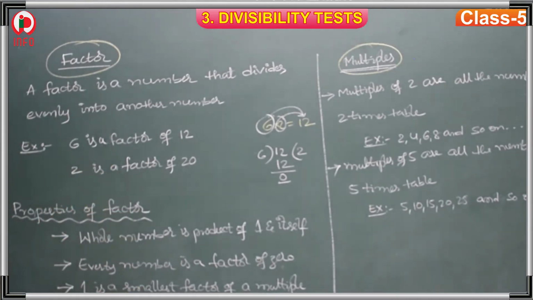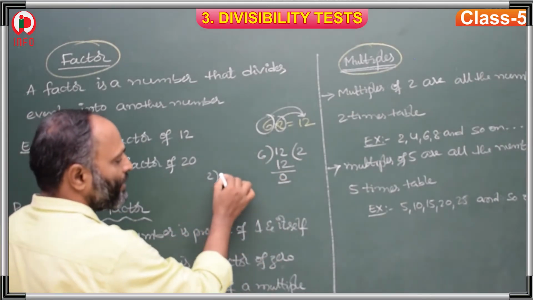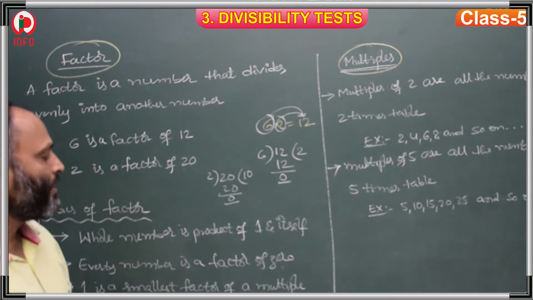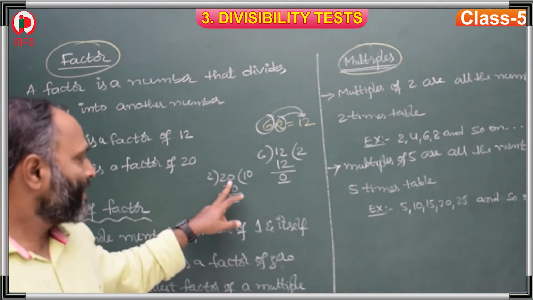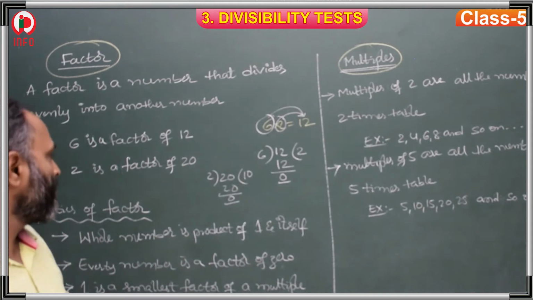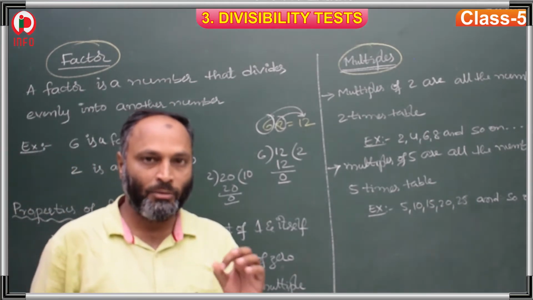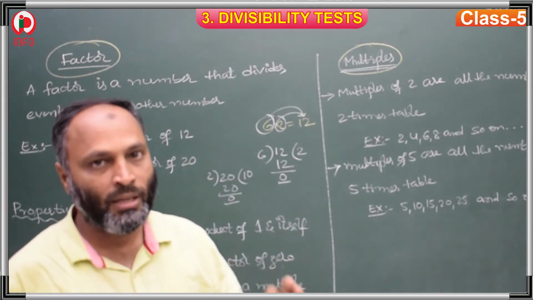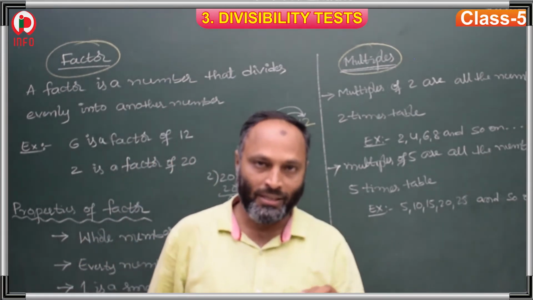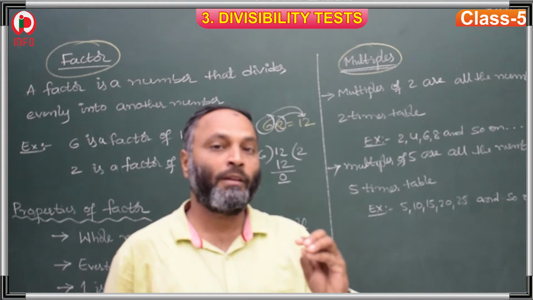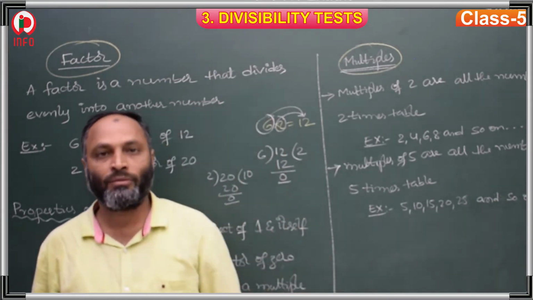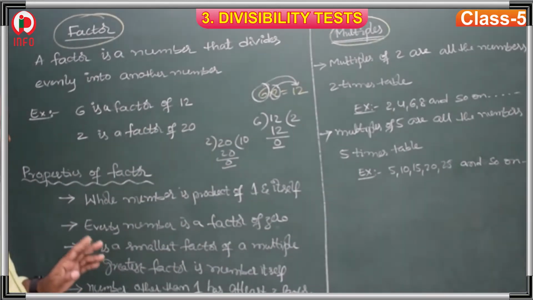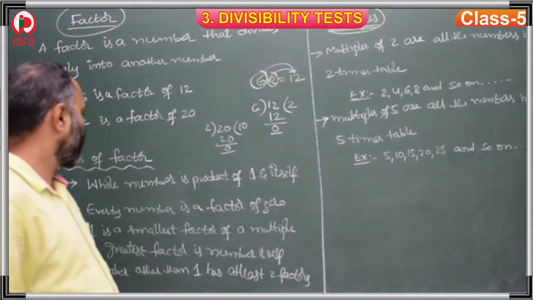One more example: 2 is a factor of 20. Why is 2 a factor here? If 2 divides 20, 2 tens are 20. Here also the remainder is 0. So 2 exactly divides this 20, which means 2 is a factor of 20. Factor means the number which exactly divides the given particular number. Now this is the factor.